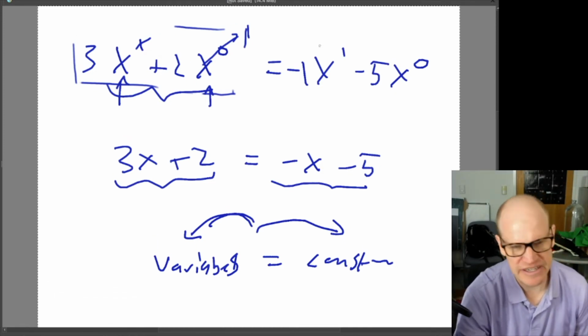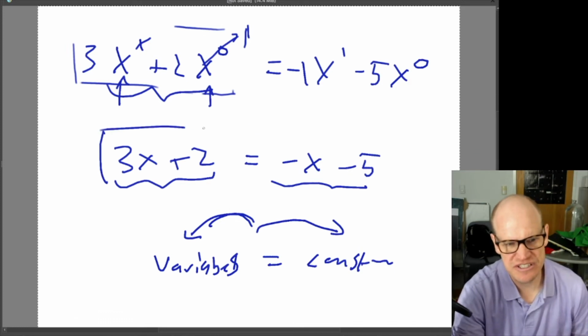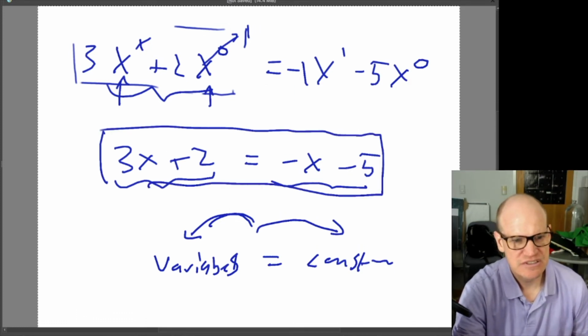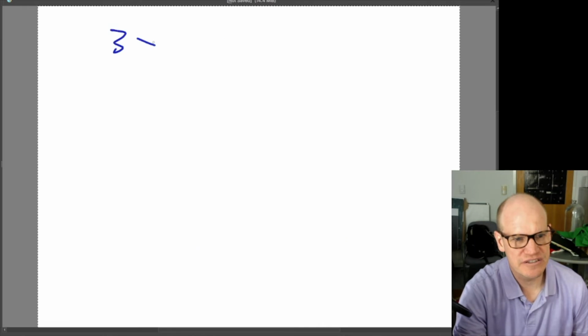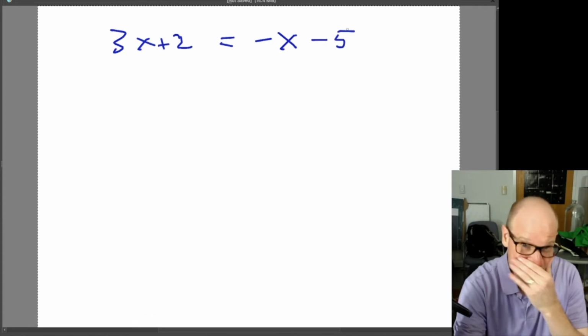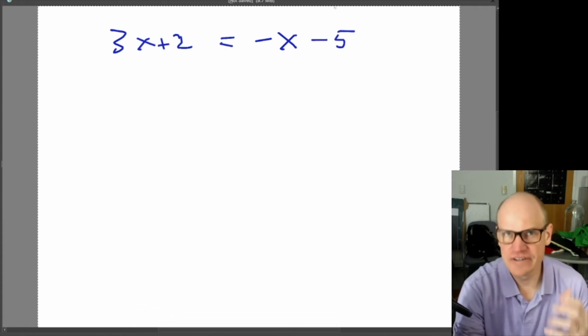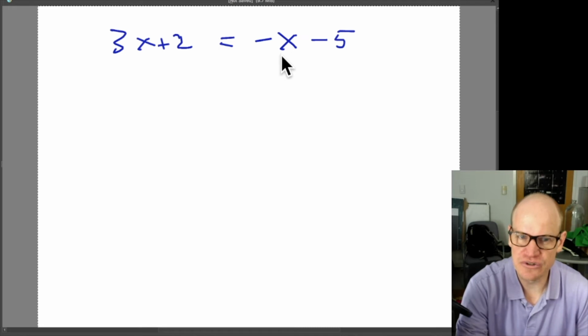Okay, so let's take a look at what this means. Let's use this as an example. Okay, so I have 3x plus 2 is equal to -x minus 5. So the only way to do this, or officially the way that you do this, is you need to undo what's being done to each of these sides.